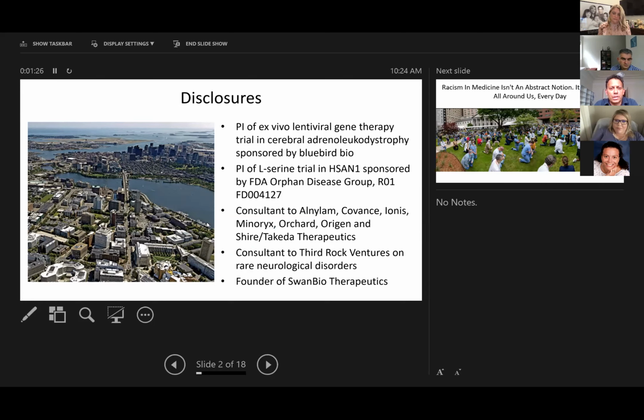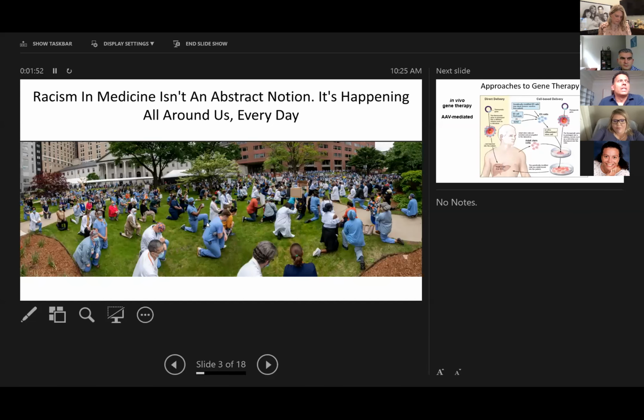As my disclosures accordingly, I'm PI of the ex vivo lentiviral gene therapy trial sponsored by Bluebird, and I'm also founder of a gene therapy company called Swan Biotherapeutics. So while there's a lot of interest from industry in rare diseases, I want to emphasize that we shouldn't become a boutique medicine disease. We, in the leukodystrophies, should keep our eyes out for the population at large. And that really means accounting for the many different people across race and ethnicity who are impacted by this disease.